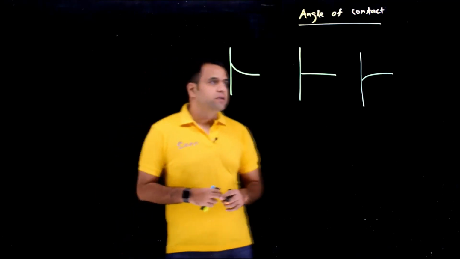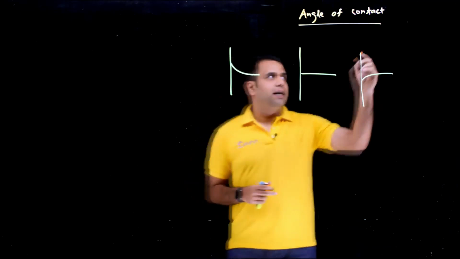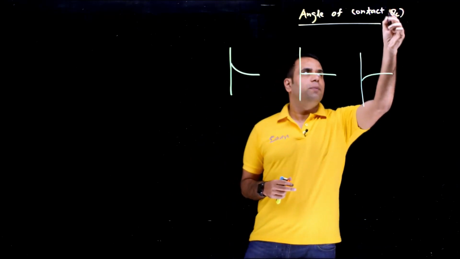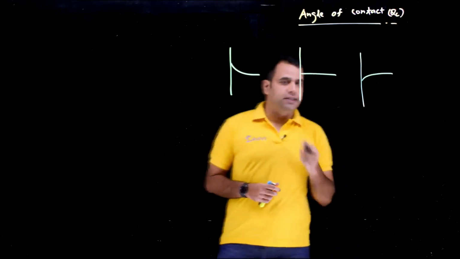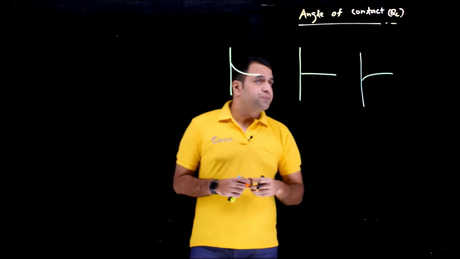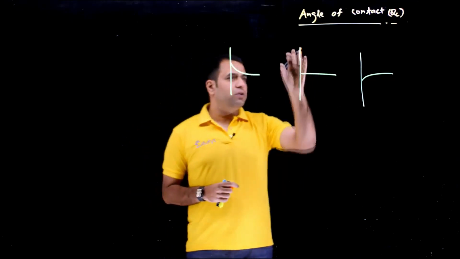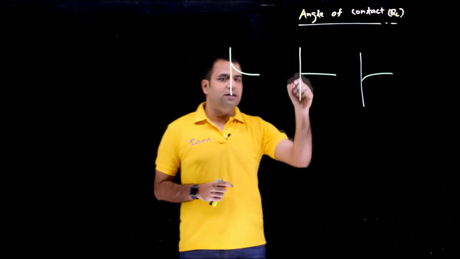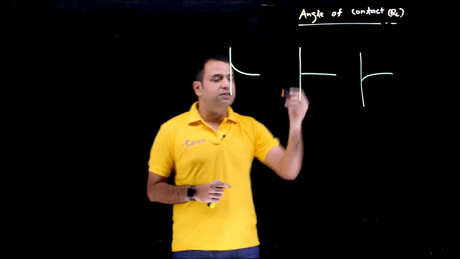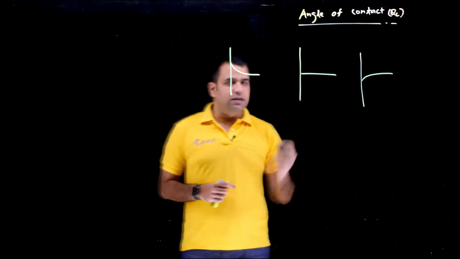Hello. So now we will study the angle of contact. This topic we study under the head of surface tension. So what happens when the liquid is in contact with some surface? This is my surface, a vessel's surface, a vertical surface, and this is a liquid layer.